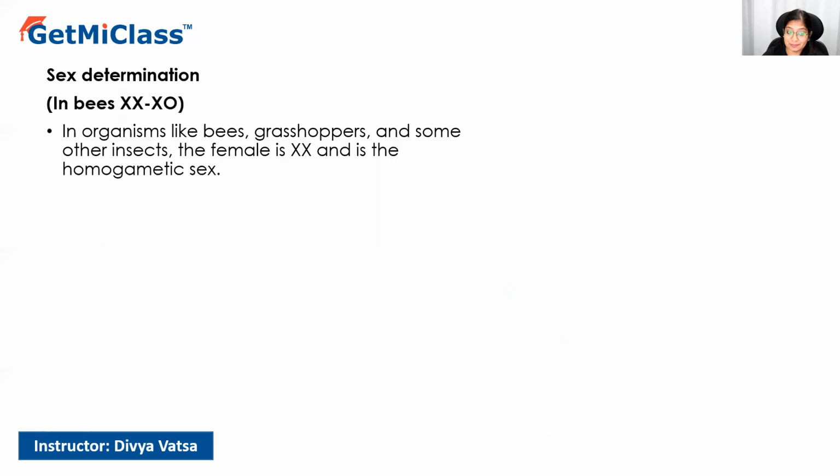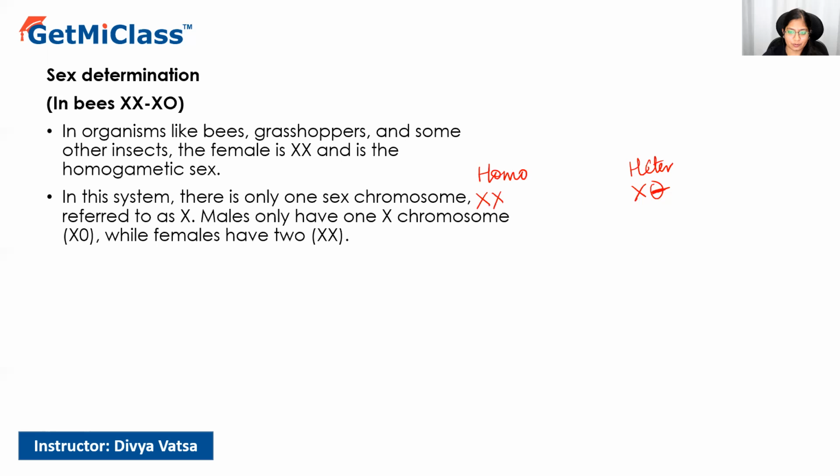Now moving on to sex determination in bees, there is the XX-XO system. What we see in the XX-XO system is that the female is homogametic, and the male is heterogametic. O does not mean anything; it means there is nothing over here, it's empty. So this is the heterogametic sex.